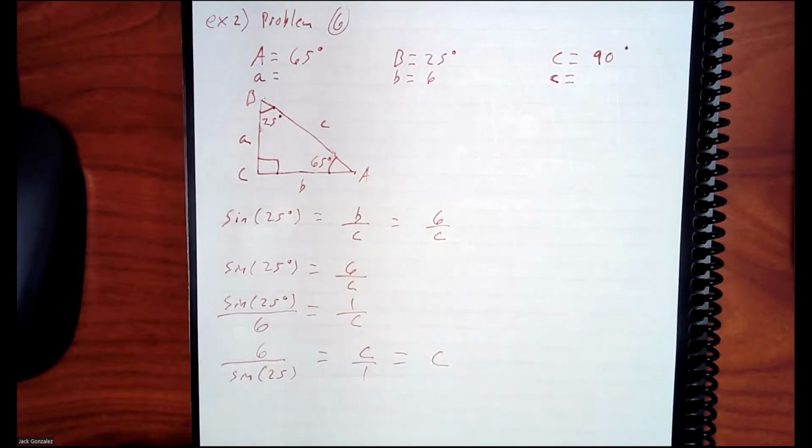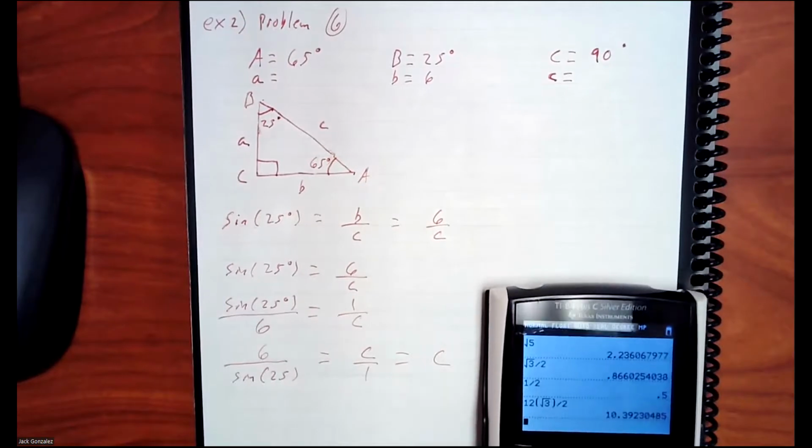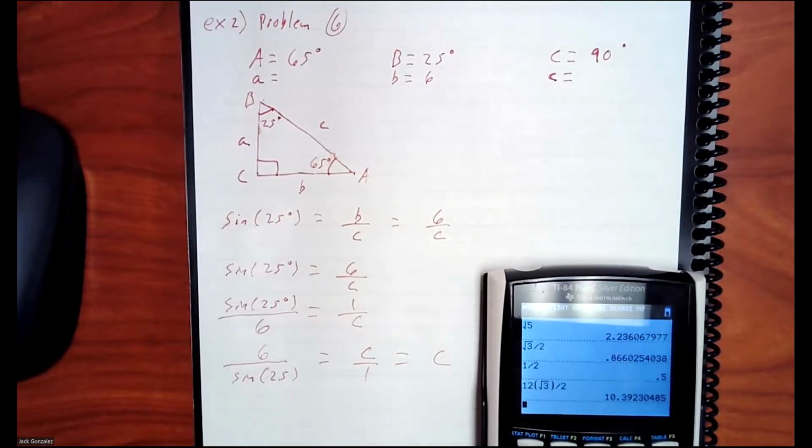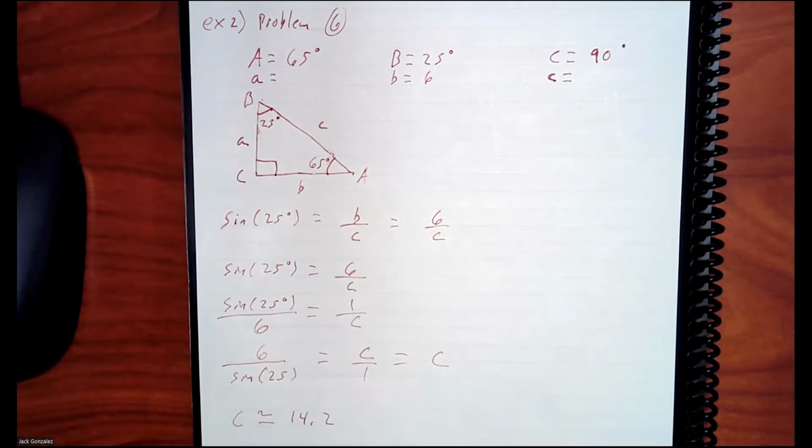Which is just C, right? So C is 6 over sine 25. So on your calculator, what is that? Six divided by sine 25. 14.1, or I guess you could say 14.2. So C is approximately 14.2.